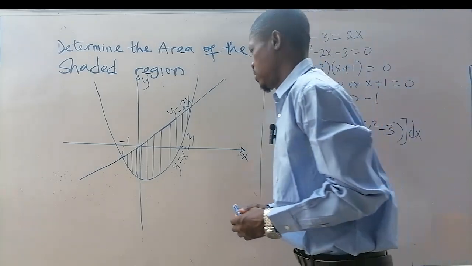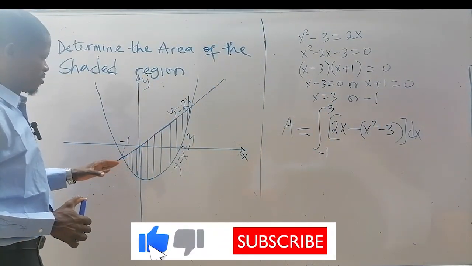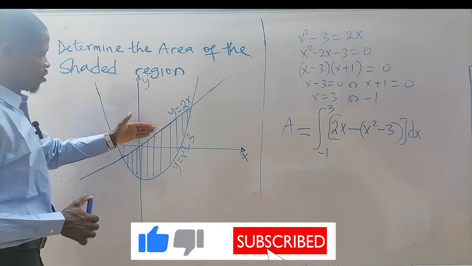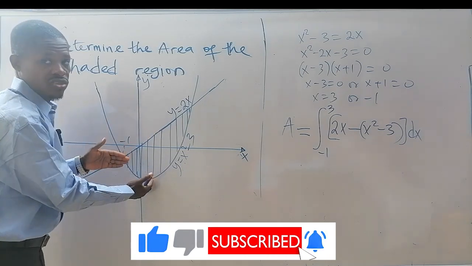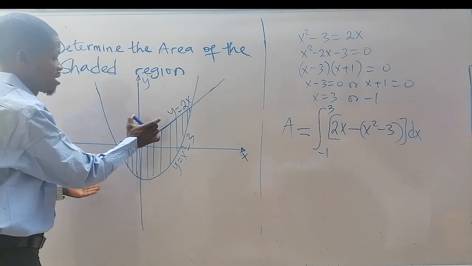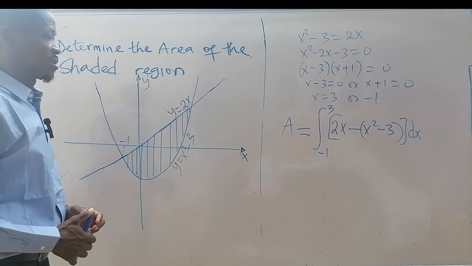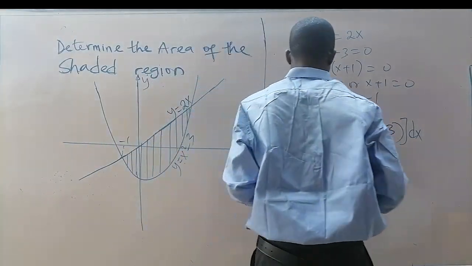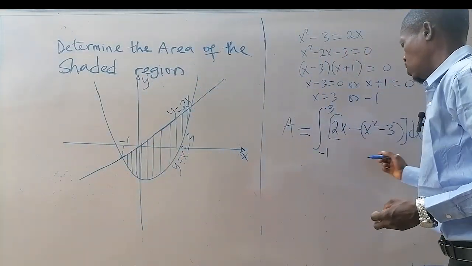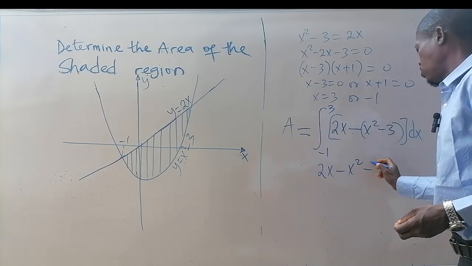So finding the area is very simple. Just look at the curves. You have two curves here. You have the straight line, which is on the top layer relative to the open up graph. So it's going to be this straight line minus the quadratic graph. That's what we have done. Then the next thing to do is to open the brackets: minus x squared. Minus times minus is a plus 3.